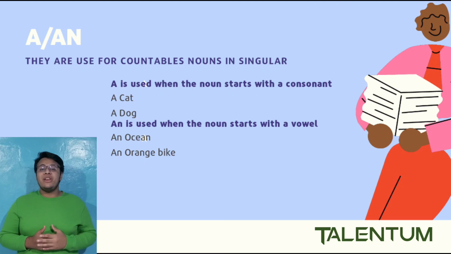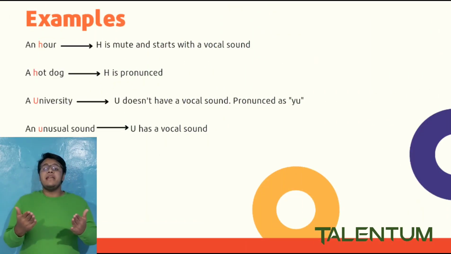Now, we already know this, to look out for a vowel or a consonant to write a or an depending on each case. But now we're going to see some examples when, even though it starts with a consonant or it starts with a vowel, we write differently because of the sound that the word makes. We have here an hour. Even though it starts with an H that is a consonant, we write an because the H is mute and it starts with a vowel sound.